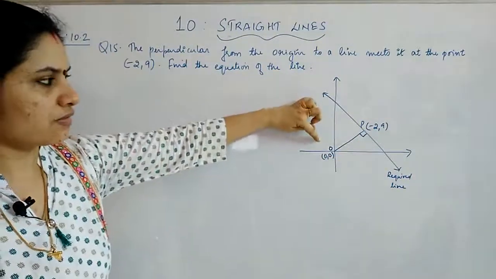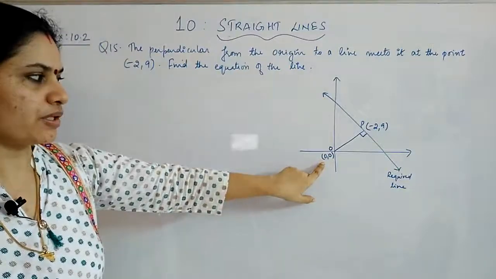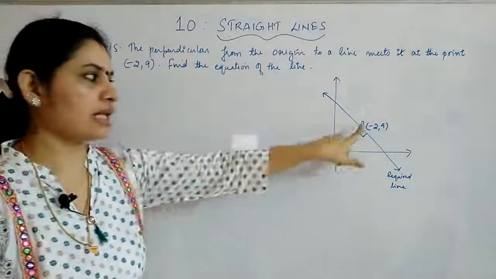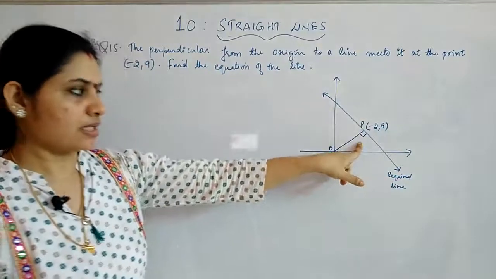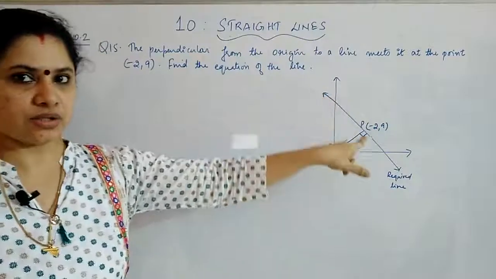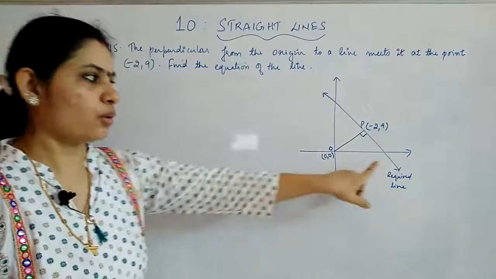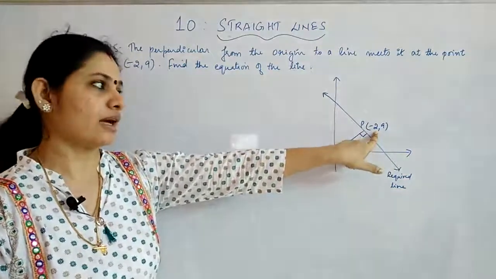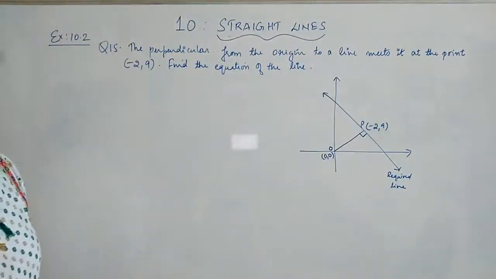That means first we will find the slope of the perpendicular line OP, because we have 2 points on it, from the origin to this point. Using that, you can find the slope of OP. Then since these two are perpendicular, you will get the slope of the required line: the negative reciprocal of the slope of OP. And since the line passes through -2, 9, you can use the point slope form to get the equation of the line.